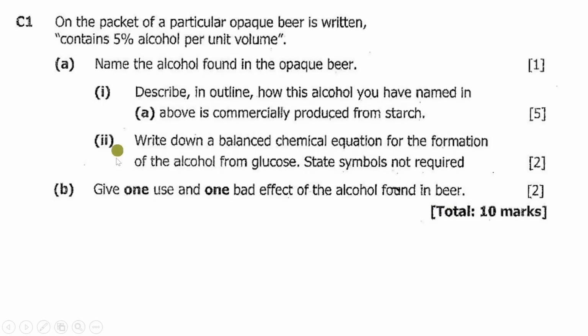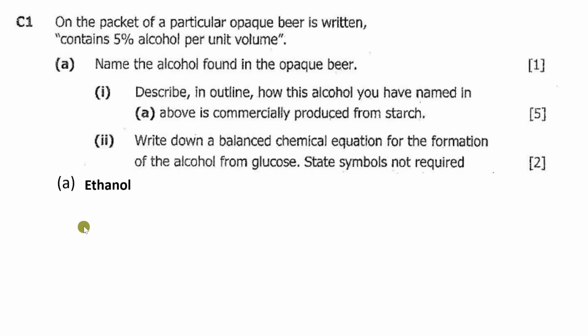So we'll start answering. A, name the alcohol found in the opaque beer. The alcohol found in beer is usually ethanol. Then 1, which they gave wrongly. Describe in outline how this alcohol you have named in A above is commercially produced from starch. Like how ethanol is made from starch. So you describe in outline, like give out in point form.